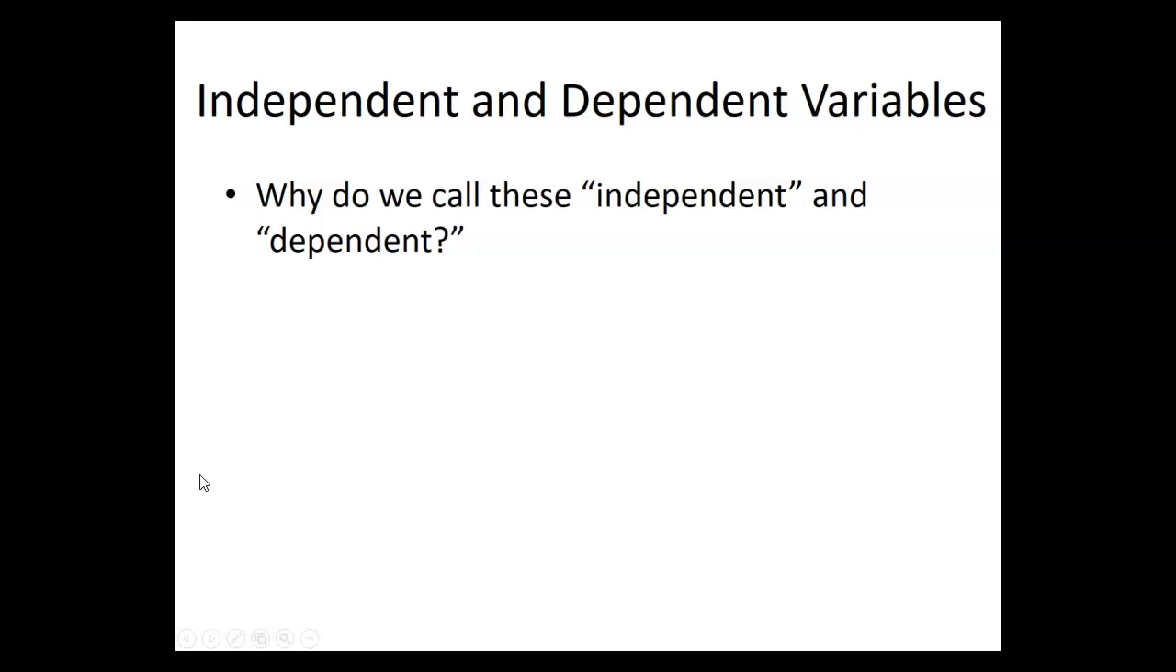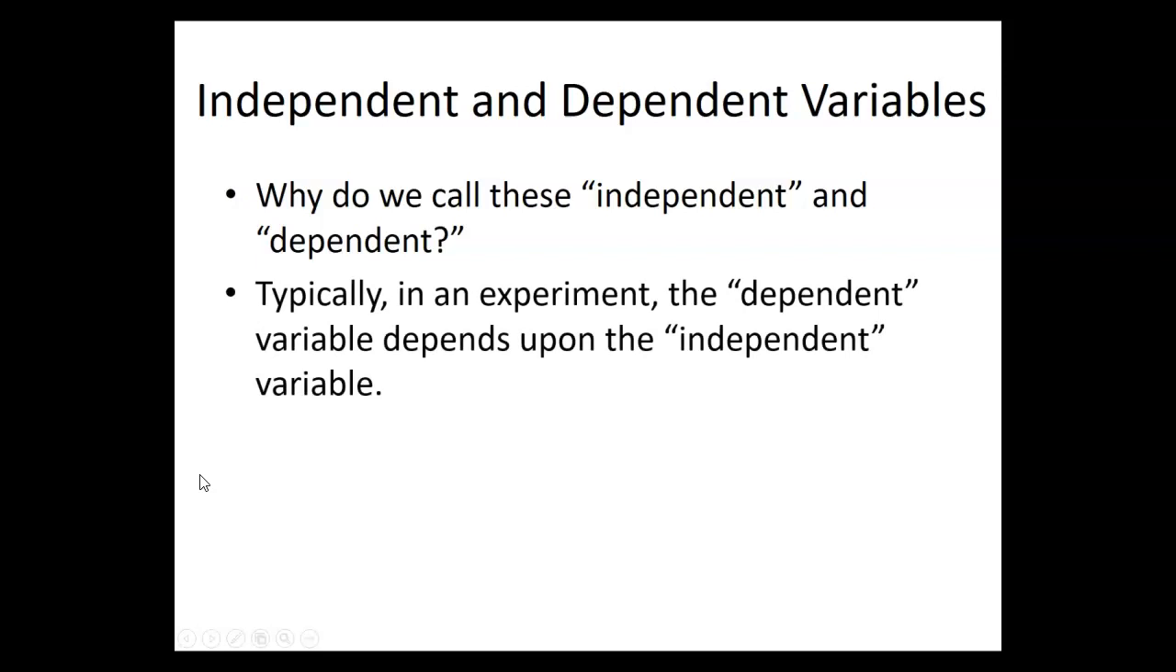So independent and dependent variables have these words, independent and dependent. Why do we call them that? That's because typically in an experiment, the dependent variable depends upon the independent variable.